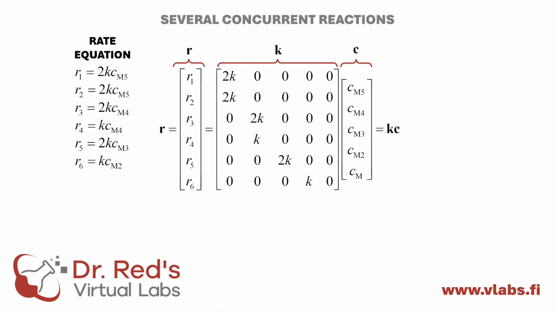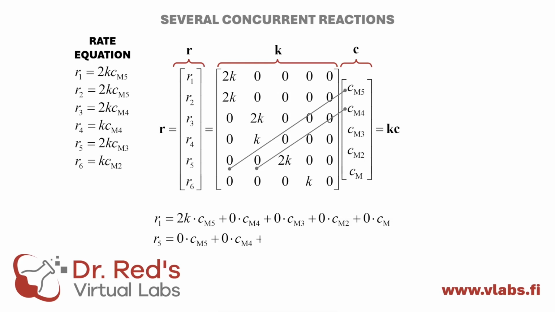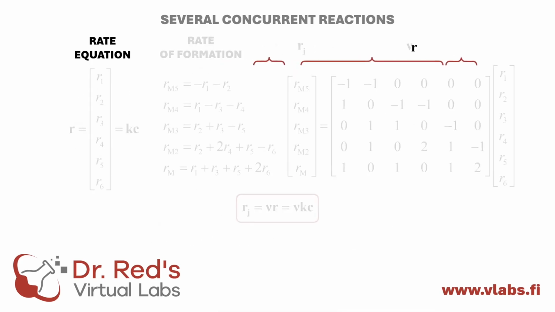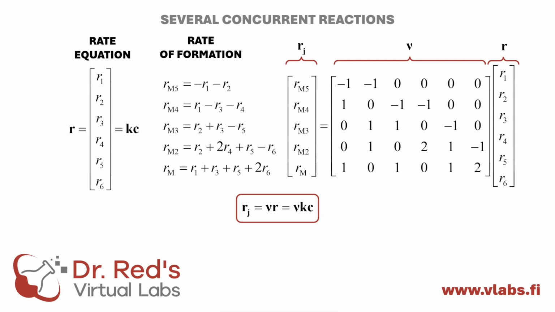For example, to compute the rate of reaction 1, we perform a dot product between the first row of matrix K and the column vector C. Likewise, the rate of reaction 5 is calculated in a similar manner. In the mass balance equations, we're actually interested in the rates of formation, which are derived from the reaction rates by multiplying with the stoichiometric coefficients. This can also be elegantly achieved by matrix multiplication.